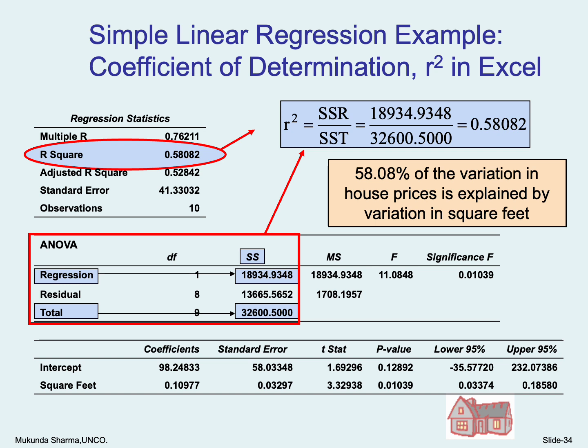Here is the Excel output for R square. The value of R square is 0.58082. It means approximately 58% of the total variation in y is explained by the independent variable x. It means 58% of the variance in house prices is due to the change in the value of square foot.